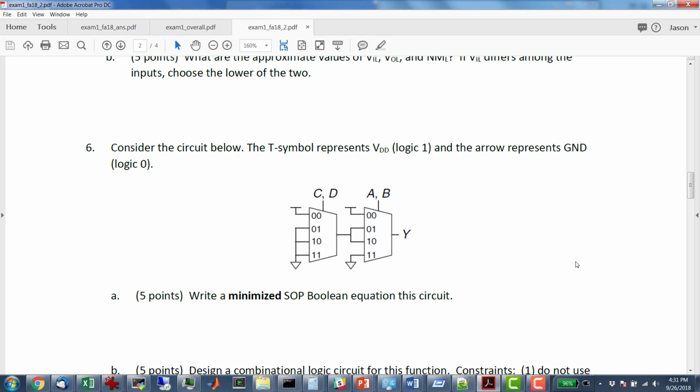So you could just write A not B not plus C not D not? A not B plus A not C not D not, or B not C not D not. That's right. Yep. If you had this correct, that's right. Works too. Yeah, that's even better. That's better than my solution.